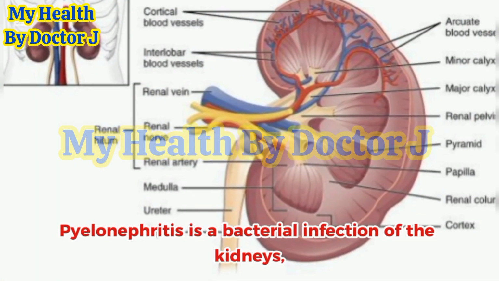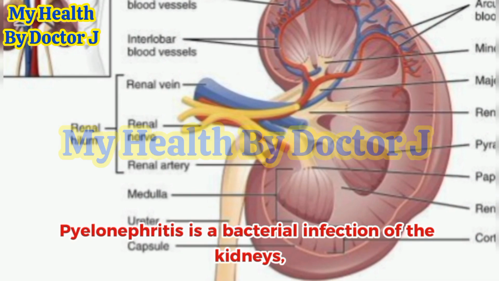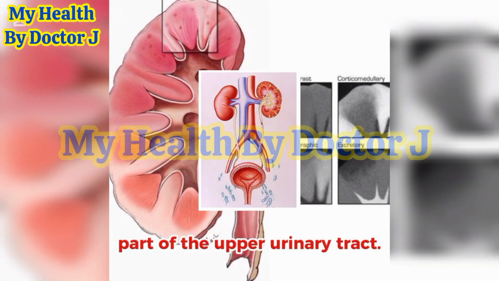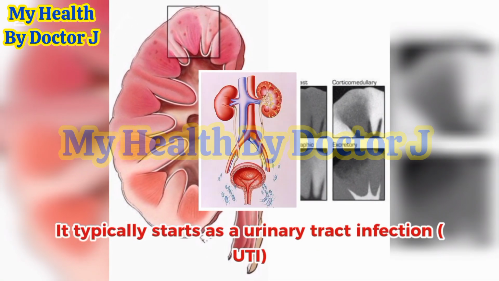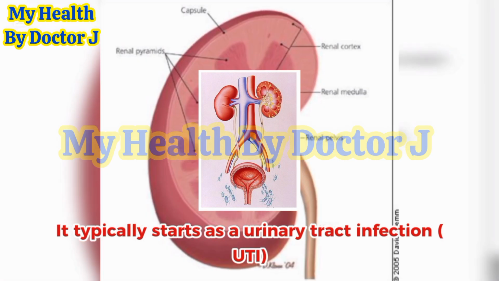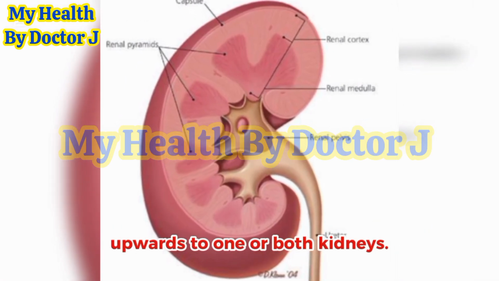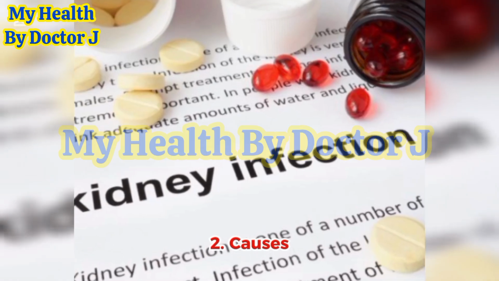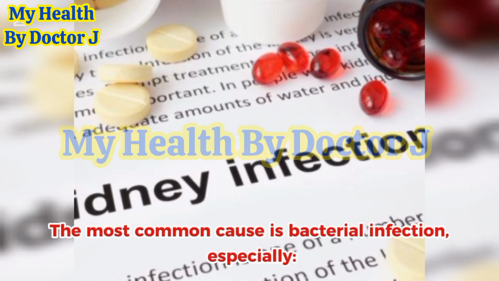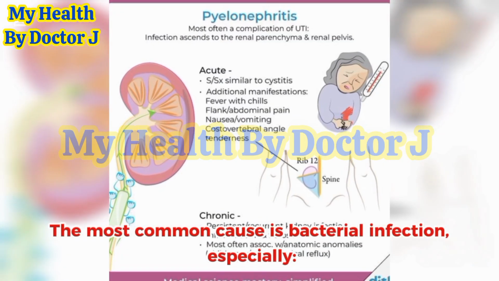Pyelonephritis is a bacterial infection of the kidneys, part of the upper urinary tract. It typically starts as a urinary tract infection (UTI) in the bladder and then spreads upwards to one or both kidneys.